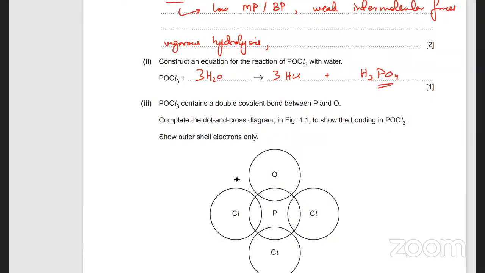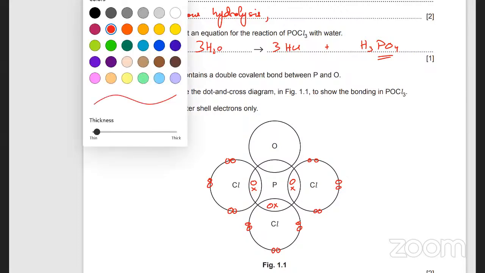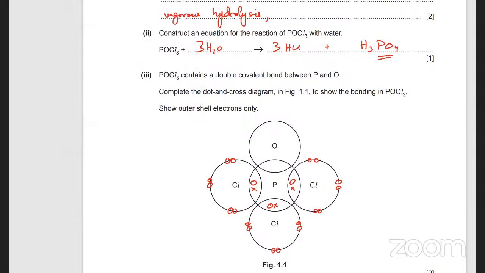Now complete the dot and cross diagram to show the bonding in POCl3 showing outer shell. Cl कितने bonds बनाता है? Just forms one bond, right? Yes. So the other Cl would also form one bond. So this Cl would also form one bond. बाकी 6 electrons remaining. So on the other hand, oxygen would form a double bond, ठीक है? ऑक्सीजन ग्रुप 6 में होता है.